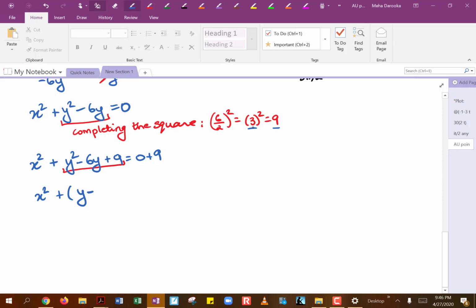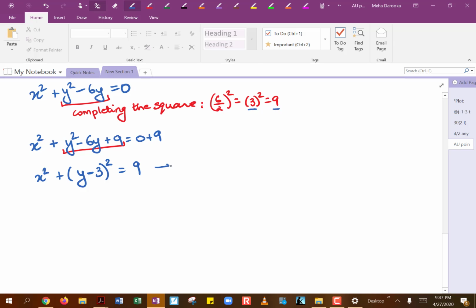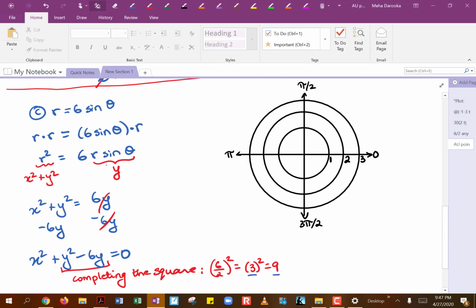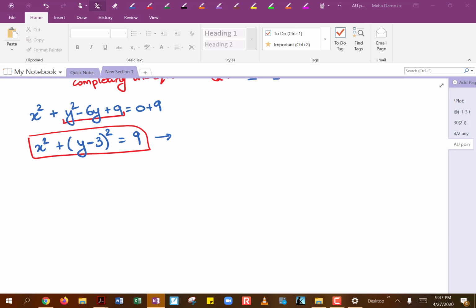So that 3 squared, that number 3, is what this guy factors into, and you end up getting the equation x squared plus the quantity y minus 3 squared equals 9. So again, like I said, we factored the y squared minus 6y plus 9 into y minus 3 quantity squared. And this here now is your rectangular form for this equation, r equals 6 sine theta. So this is your rectangular form.